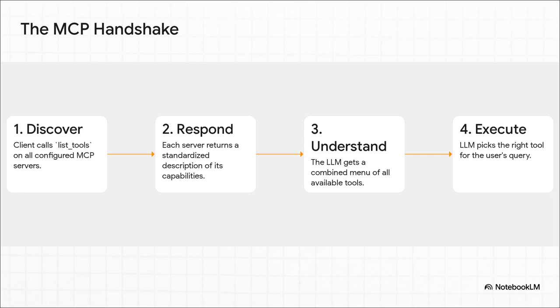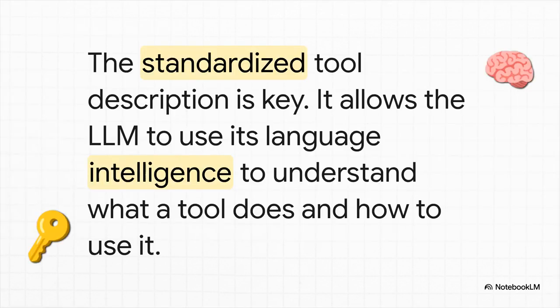The LLM is smart. It collects all these menus from all the different servers it can talk to, so it has this complete catalog of all its powers. Then, when you give it a command, it just looks at its menu and intelligently picks the exact right tool for that specific job. And this is the really cool part, the secret sauce, if you will. Every single tool announces itself with a standardized description. It's written in a way the LLM can just read. It's just language.